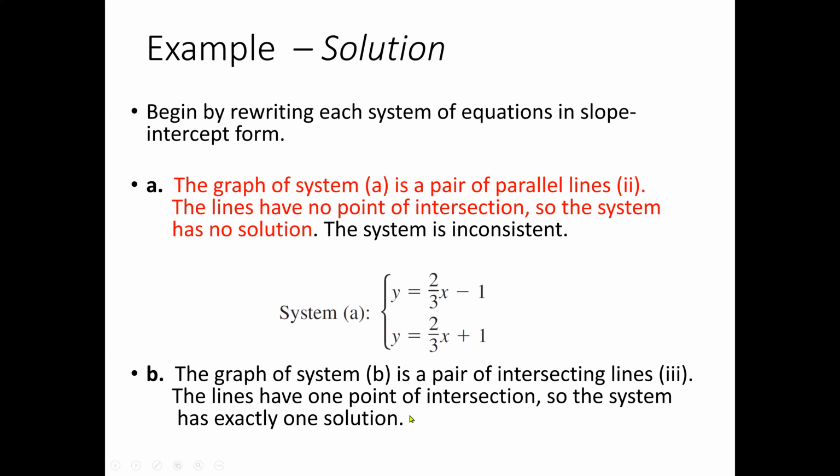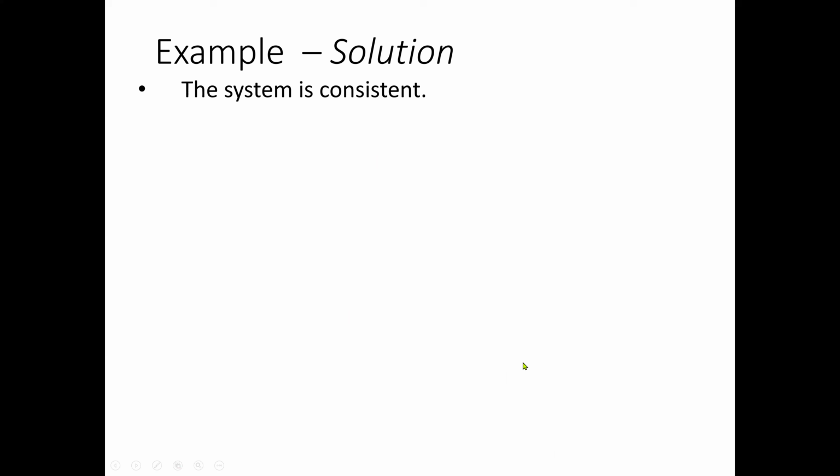And the graph of B is a pair of intersecting lines. The lines have one point of intersection. So the system has exactly one solution. And we can see from there the slopes are different, the graphs are not the same. We only get infinite solutions if the equations are the same, which means the slope will be the same, the intercept will be the same.